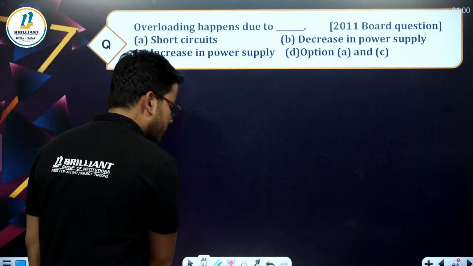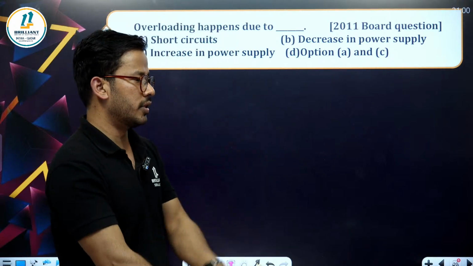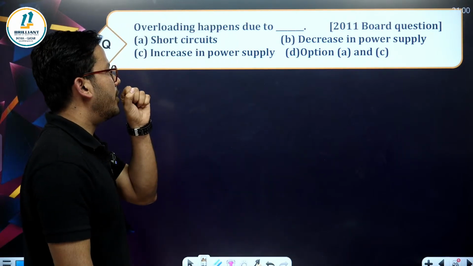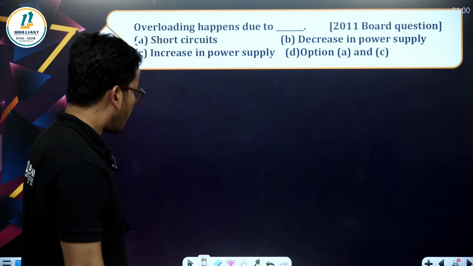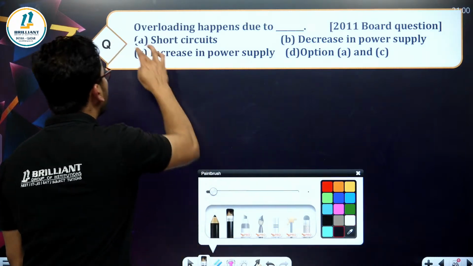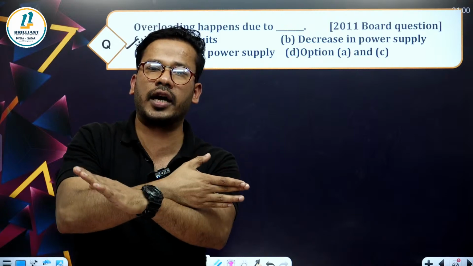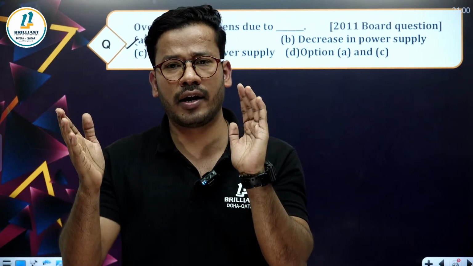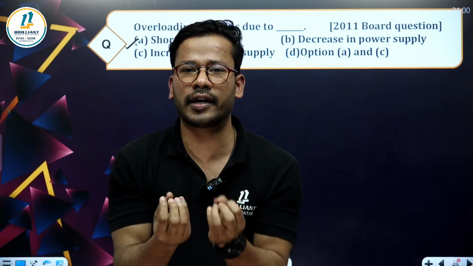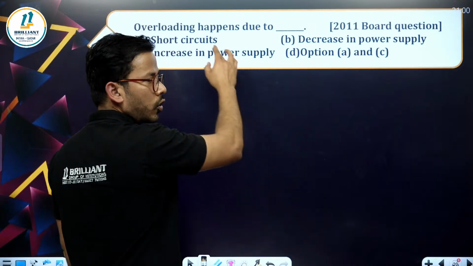Perfect. Your final question to end the session. Overload is due to short circuiting. Overloading happens due to short circuiting. What happens when live and neutral come in direct contact? The current will increase abruptly. Very simple. Live and neutral come in direct contact, the current will increase abruptly. When the current increases, we call it overloading.